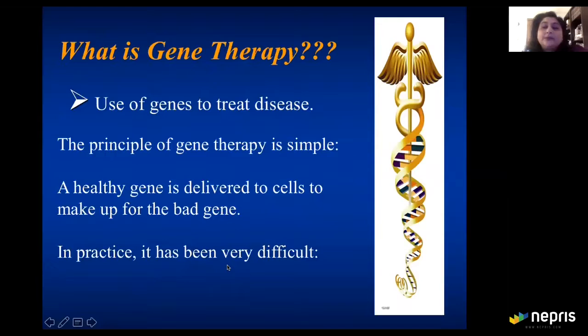We need to manipulate the stem cells and we need to manipulate the gene so that we can make the good protein and heal the patient or treat the disease. And this is called gene therapy. So what is gene therapy? It is the use of genes to treat a disease. In principle, the way I said, it's very simple. The principle is simple. Here's a healthy gene, we're going to put it in the body, it's going to make a normal protein, and the patient is cured. But in practice, it's very difficult.